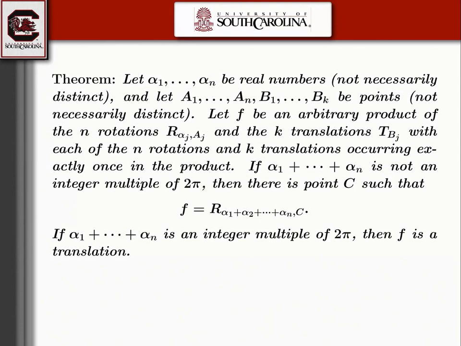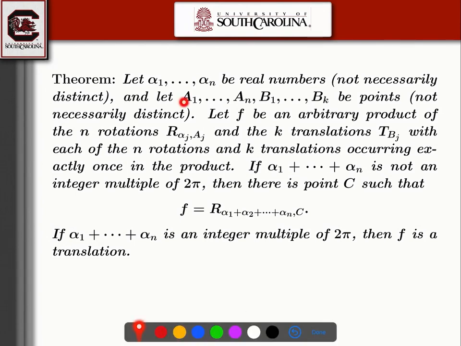So I'm going to give another example of this theorem and how it's used. This is the most general version of the theorem that we talked about, where you have a number of rotations and translations, and you can do these rotations and translations in any order. And the result is that after you do all these translations and rotations, the sum of the angles involved in the rotations can be used to tell you whether F, the product of all these rotations and translations, is a rotation or a translation.